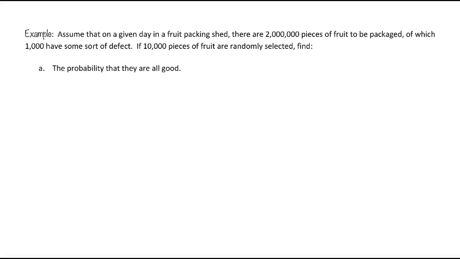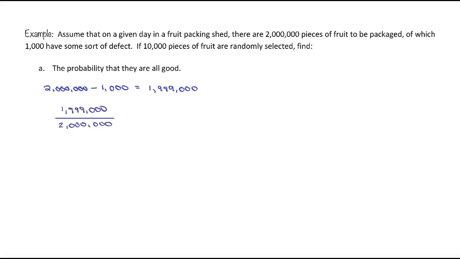If we pull one piece of fruit out of the 2 million at random, what's the probability that it's a good one? That is, doesn't have a defect. If there's 2 million pieces of fruit and 1,000 of them are not good, that means that 1,999,000 of them are good. So the probability that the first piece of fruit chosen at random is good is 1,999,000 divided by 2 million.